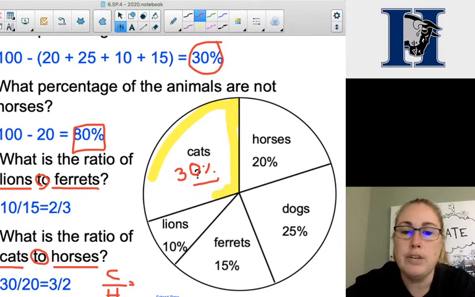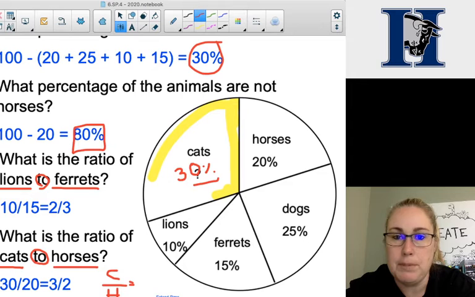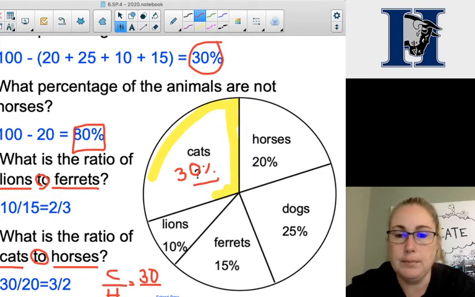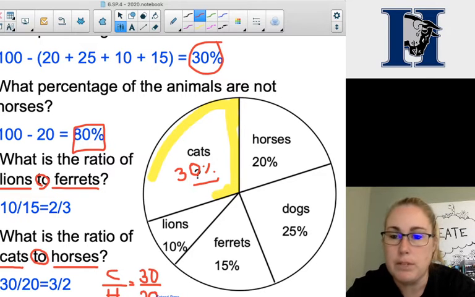Out of 100 animals, how many of them would be cats on this circle graph? It would be 30. So 30 is going to go on the top with my cat information. And horses, out of 100, there would be 20. So 20 is going to go on the bottom with my horse information. So we have 30 to 20 is my ratio.